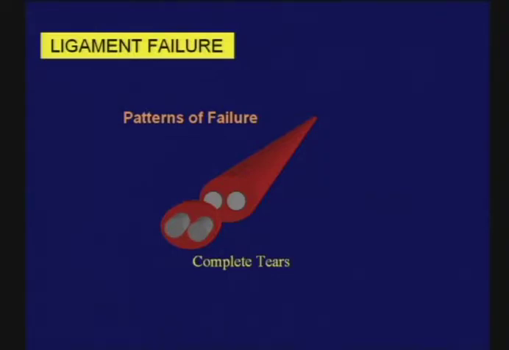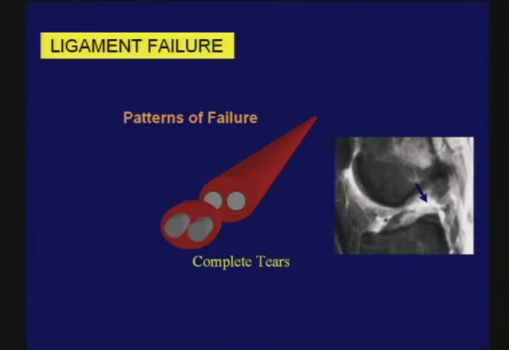The first of these is a complete tear, where there is interruption of all of the collagen bundles that extend through the ligament, typically associated with transversely or obliquely oriented tears of the ligament. I show you one example of a complete tear involving the anterior cruciate ligament.